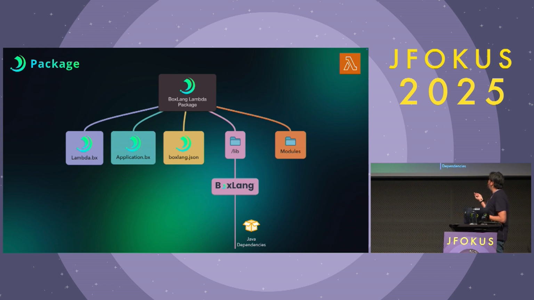We have the lib folder, which includes the runtime and any Java dependencies that you require for your Lambda. We'll take care of all the shadow jar for you and package it. And of course, if you're using any of our modules, they will be separate as well. So all that is basically available to you with just running Gradle build, and that's it. And then you focus on coding.